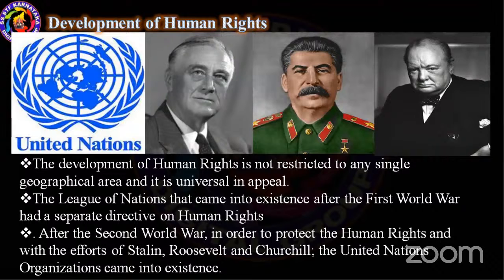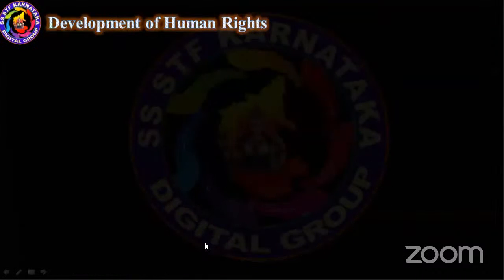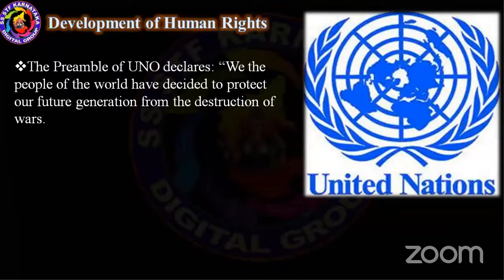It told all member countries to implement these human rights effectively through their constitutions. The preamble of UNO declares, "We, the people of the world, have decided to protect our future generations from the destruction of wars." The Indian Constitution preamble likewise starts with "We, the people of India." It means it has decided to stop future wars which would cause the destruction of human beings and all kinds of living beings.